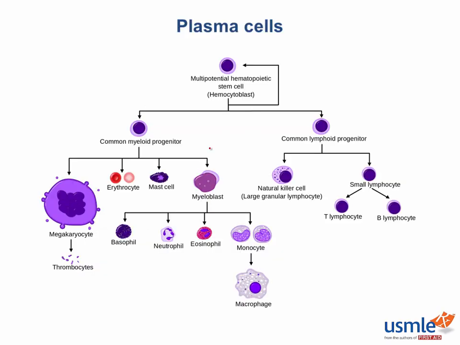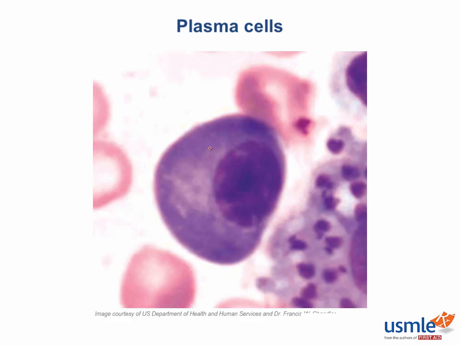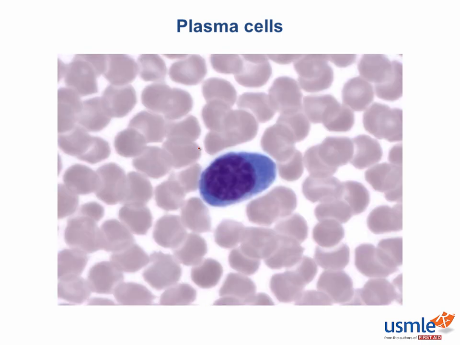Plasma cells are descendants of activated B cells and function predominantly as antibody factories. Knowing that these cells are antibody factories, what would we expect to see in their cytoplasm? You've got it. Lots of rough endoplasmic reticulum, as well as a very well-developed Golgi apparatus. As you can see here, plasma cells have an off-center nucleus, which is sometimes described as a fried egg appearance.